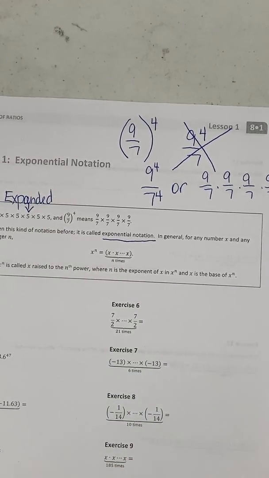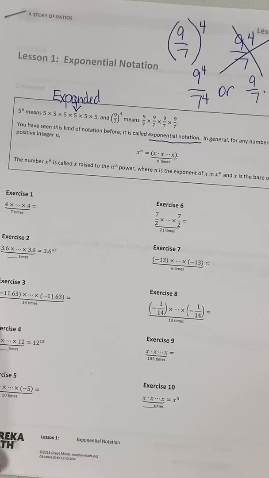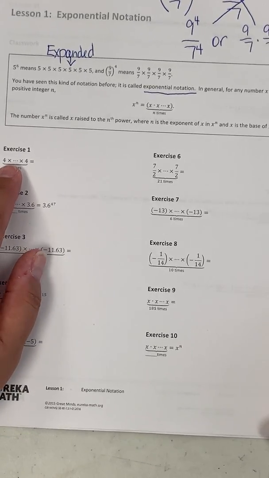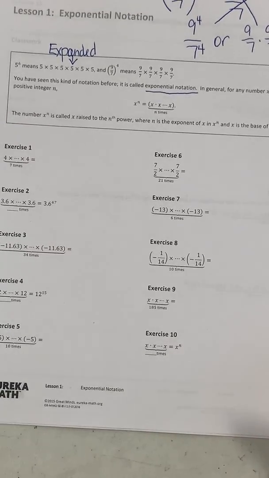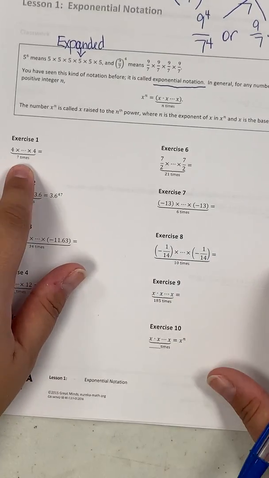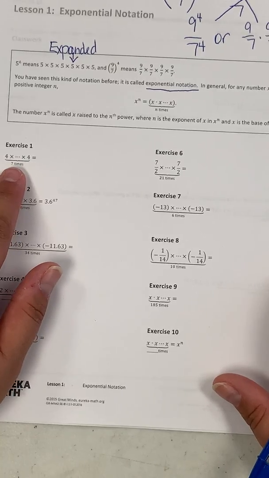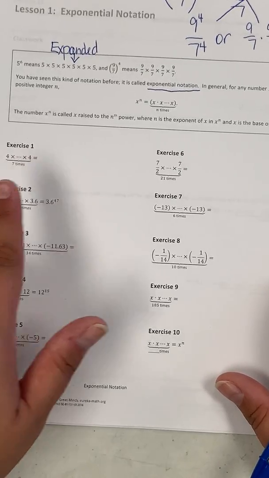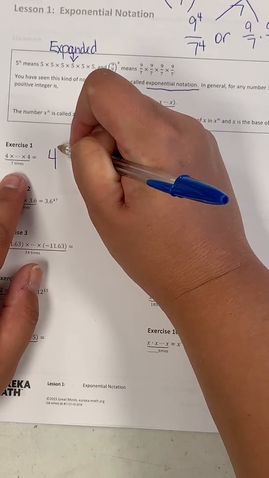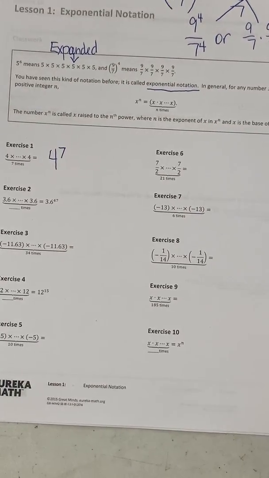So let's go to our first models. Look at the first set. Look at exercise 1. It is showing 4 times dot dot dot times 4. That's just a way to expand it instead of writing all the 4s. And then they show a brace 7 times. So if we want to write that in exponential notation, it would be 4 to the 7th power. Notice how I said it.